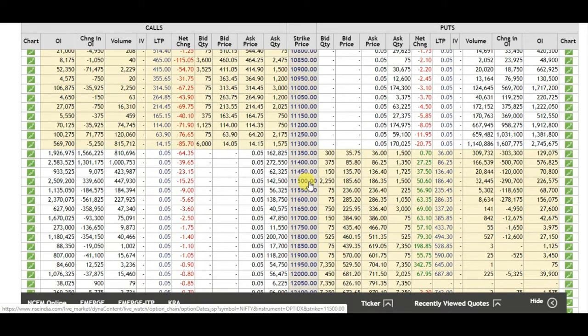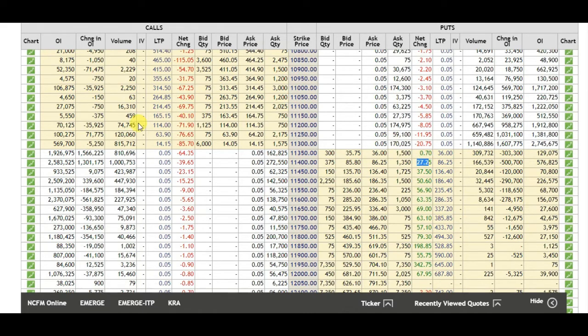Now, if we see further down at the 11,400 strike price, we can see the net change is plus 27, the change in open interest is almost minus 5 lakh contracts, and the open interest is 5.7 lakh contracts. Now, what does it mean? It means the put writers or put sellers who sold the contracts at this strike price 11,400 unwound their position. The reason is that now they think Nifty can sustain below this strike price 11,400. That's why they unwound their position at strike price 11,400, and that's why the net change is plus 27.